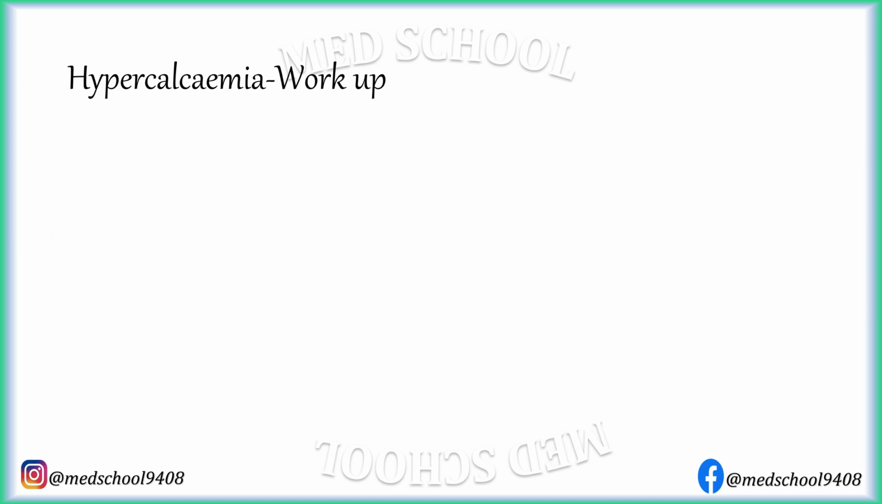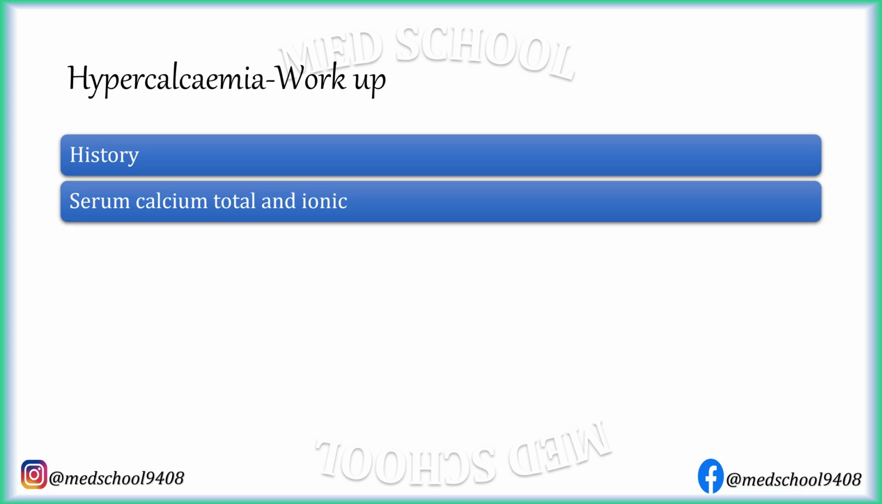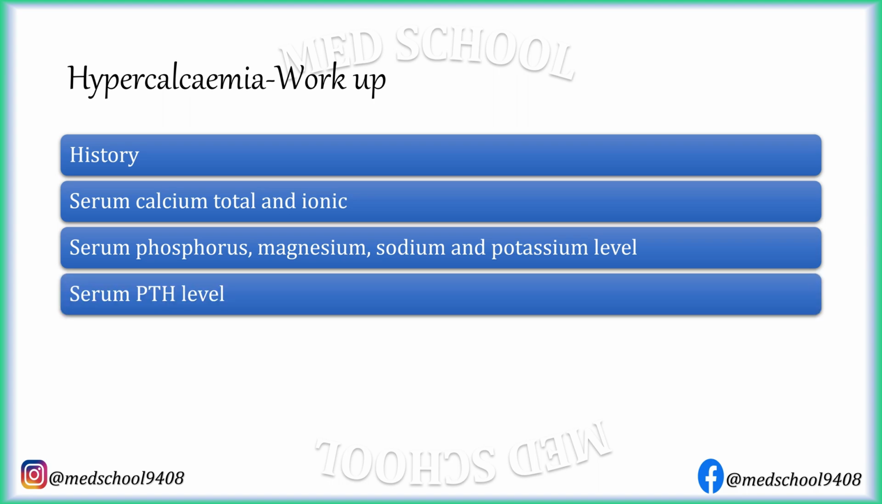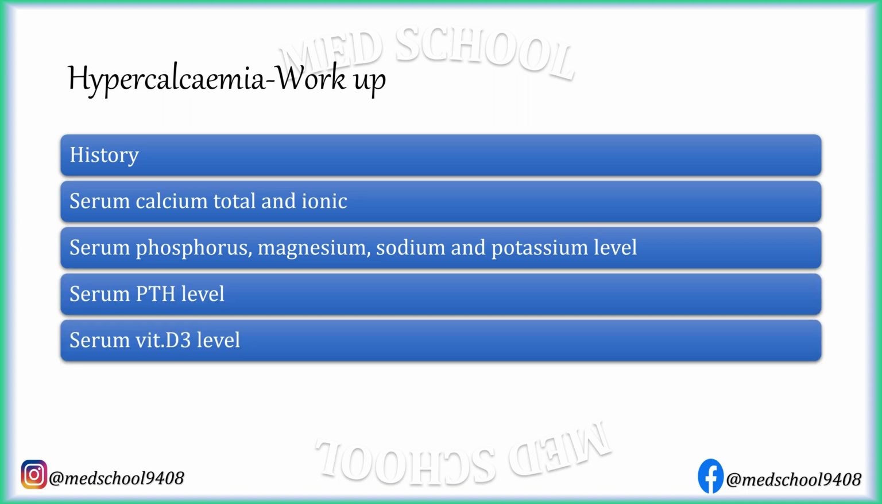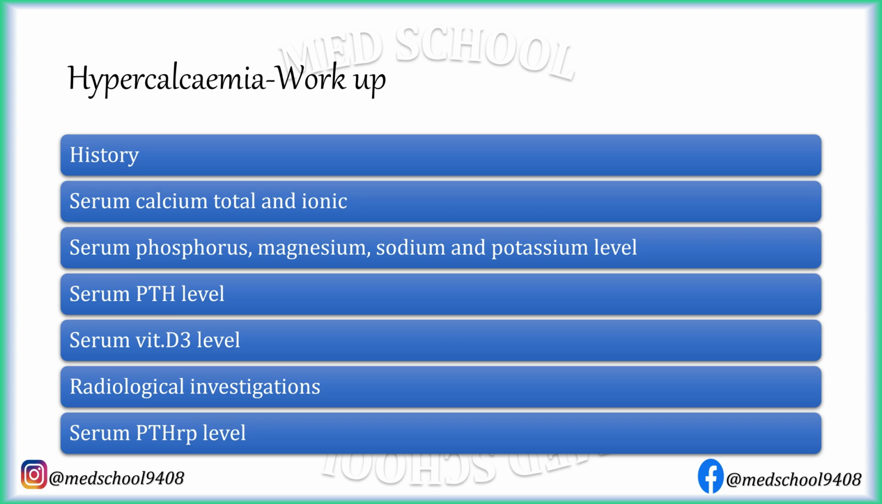As with any other electrolyte abnormalities, history is the most important tool to ascertain underlying cause. Serum calcium level, both total and ionic, other electrolyte levels like serum phosphorus, magnesium, sodium and potassium, serum parathyroid hormone level, serum vitamin D3 level can help to reach the diagnosis. Radiological investigations like X-ray, CT scan, MRI, PET scan are often needed to confirm the presence and evaluate the extent of spread of malignancy. Serum parathyroid hormone related peptide level can be done in patient of malignancy with hypercalcemia but no bony metastasis.